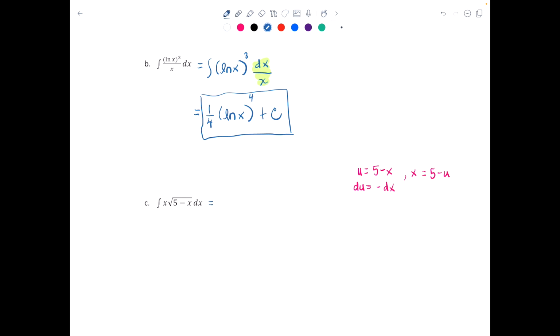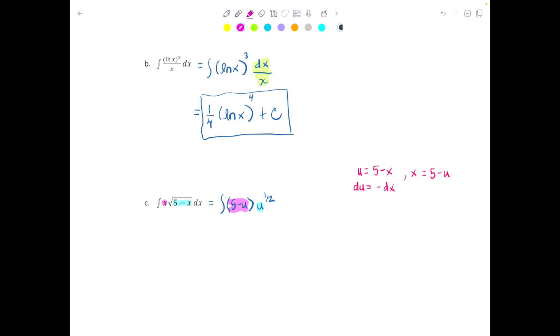So this is going to end up being the integral of 5 minus u, that quantity, times u to the 1/2 power. So my u was the 5 minus x, and then my x was 5 minus u.